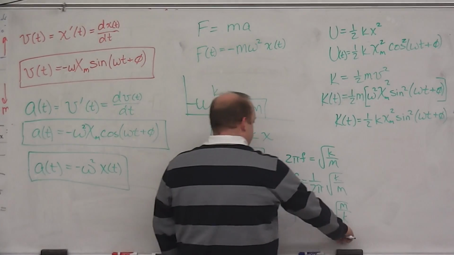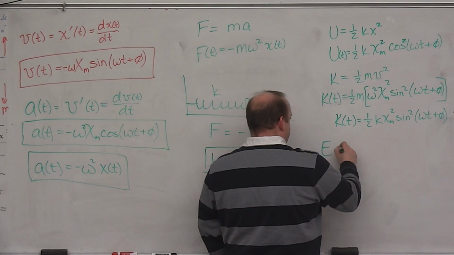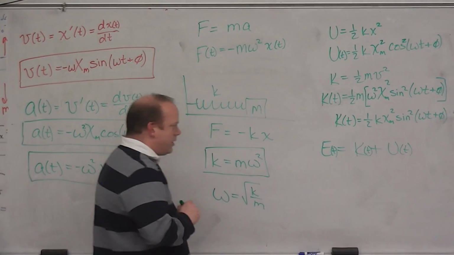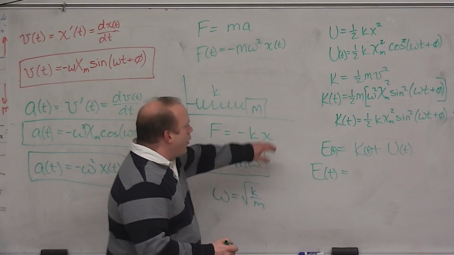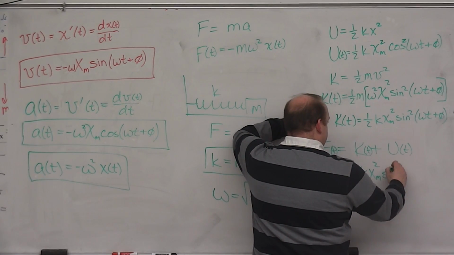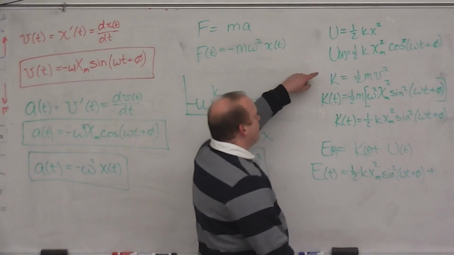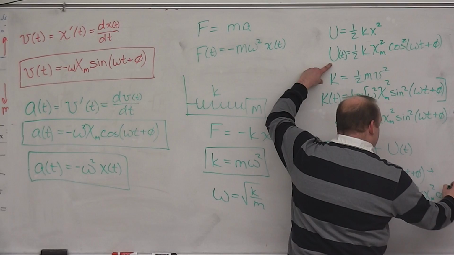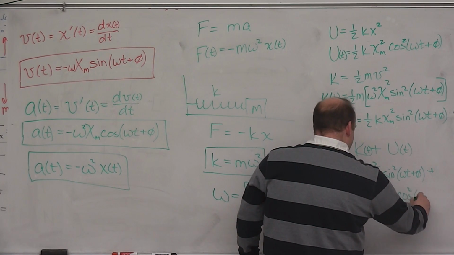So now my total energy with the spring is going to equal k plus u, as a function of time. Something very interesting should pop out of this. My energy as a function of time, assuming no friction, shouldn't change. So now, k is going to equal 1/2 k xm squared sine squared of omega t plus v. Potential energy u will equal 1/2 k xm squared cosine squared of omega t plus v.